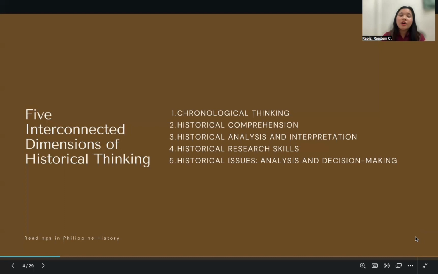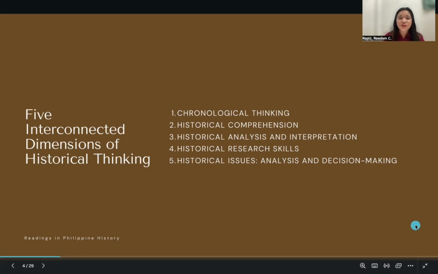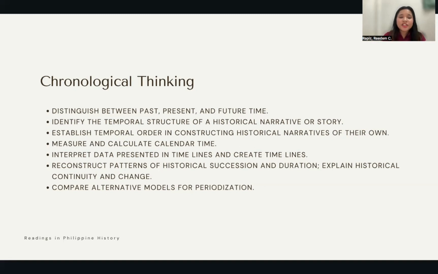So while we students of history are doing these things, we adapt these 5 interconnected dimensions of historical thinking. These are the outcomes that students need to achieve. These skills are needed in making a historical research. So first is the chronological thinking. Chronological thinking is at the heart of historical thinking.